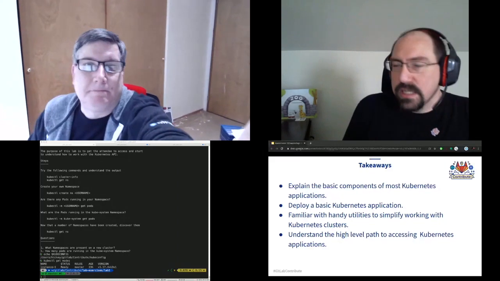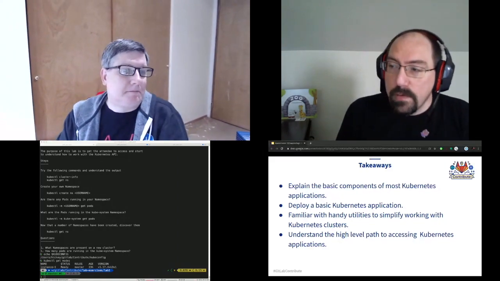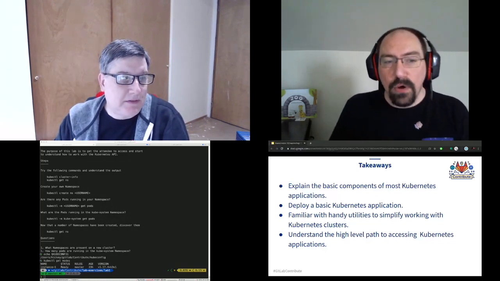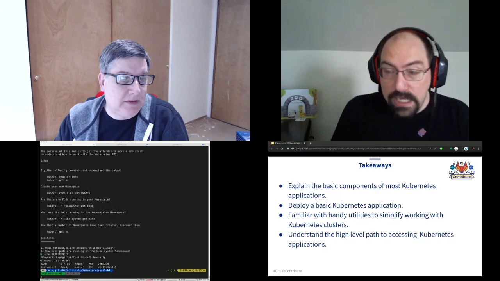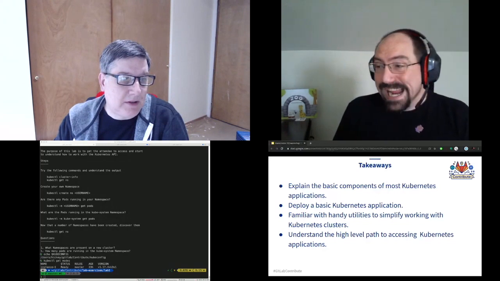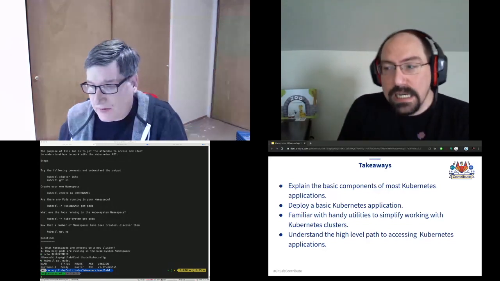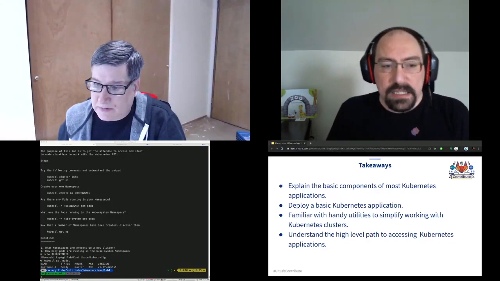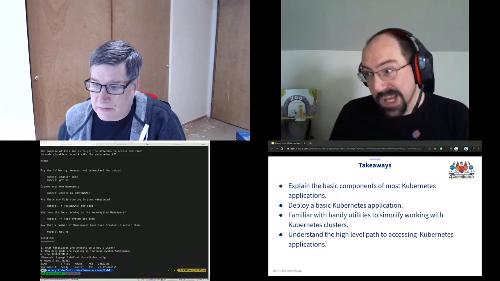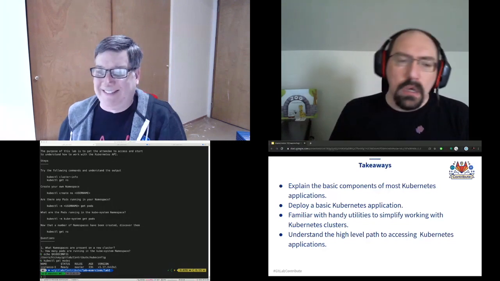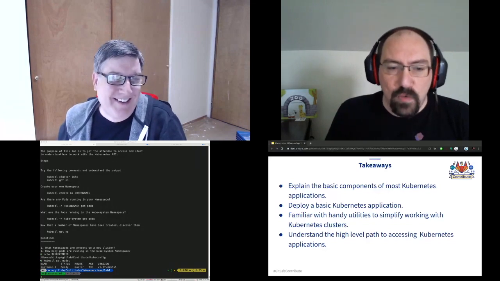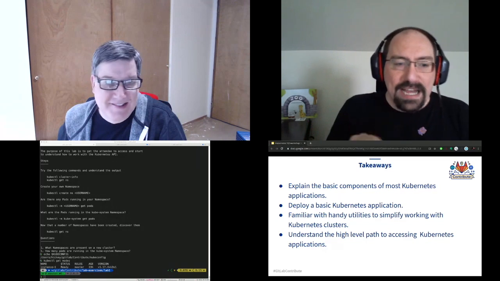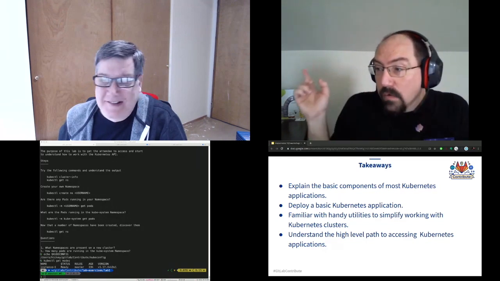What are the basic components of how an application is put together when using Kubernetes? What exactly do you do to actually deploy a basic Kubernetes native application? We want to be familiar with some handy utilities like kubecontext or kubectx, as well as how to actually work with these clusters and why these utilities are super handy. We also want everybody to walk away with at least a high-level path of how to access Kubernetes applications and how that works.